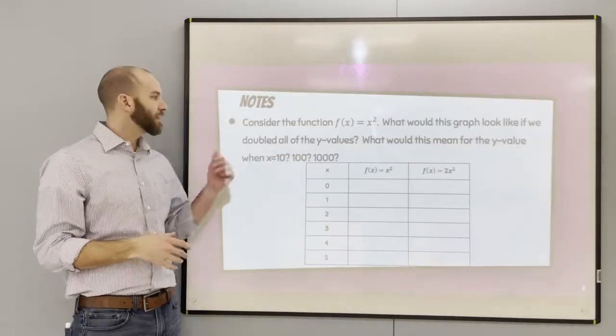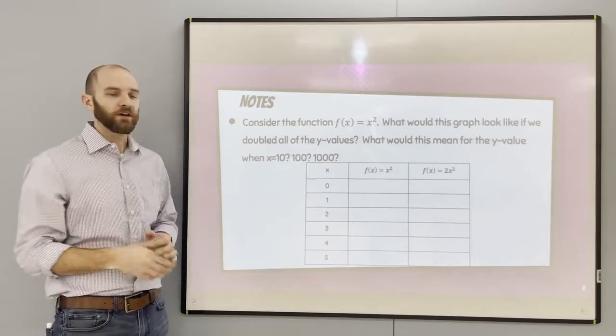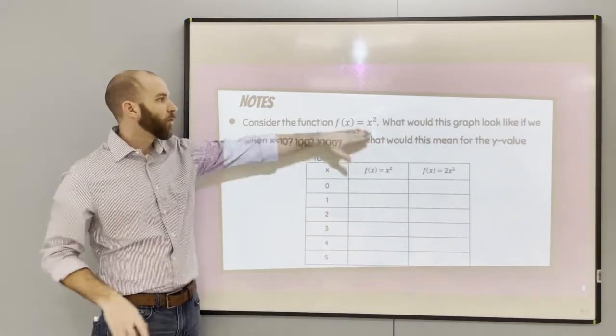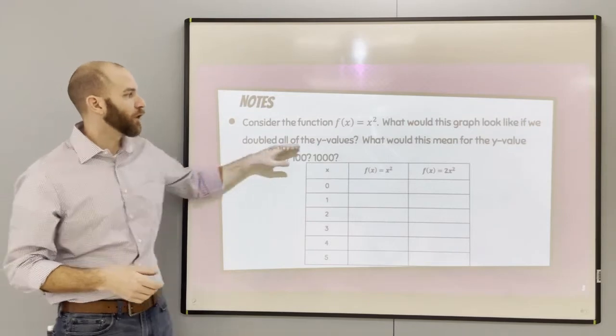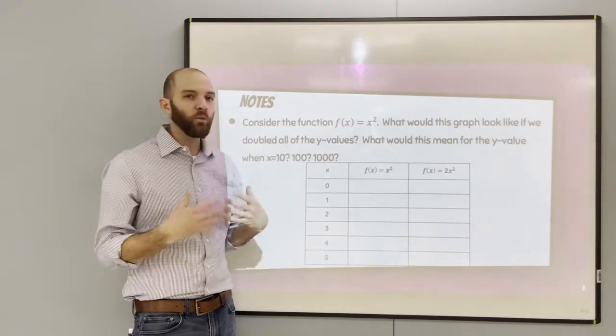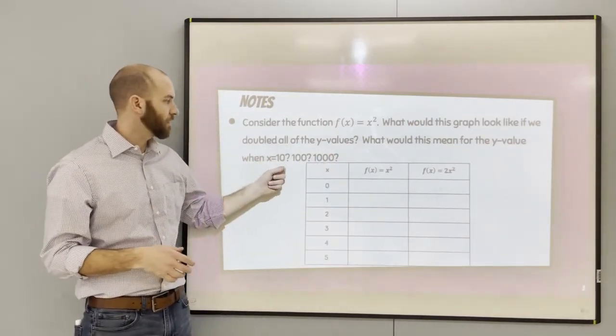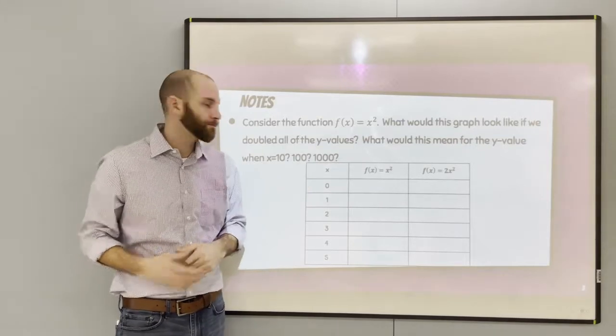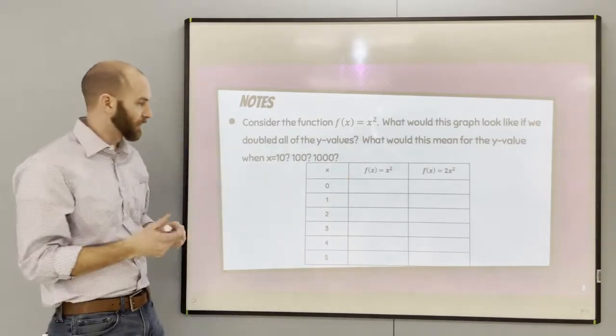Before we begin, let's consider the function f of x equals x squared, just our nice little parabola there. What would this graph look like if we doubled all of the y values? What would this mean for the y value then when x is 10, 100, and 1000? Let's go ahead and fill out this table together.